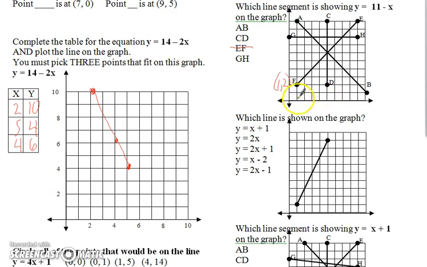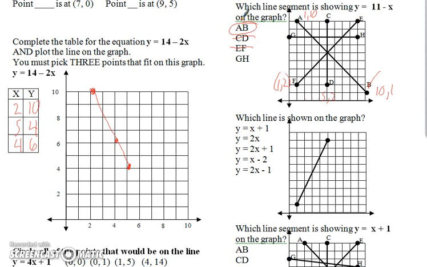Try the D out. This is at (5, 2). Put a 5 in. 11 minus 5 is 6. That's not 2, so it's not CD. Try the B. (10, 1). Put a 10 in. 11 minus 10 does equal 1, so that point fits. Let's try the A, which is at (1, 10). 11 minus 1 does equal 10, so it must be AB.